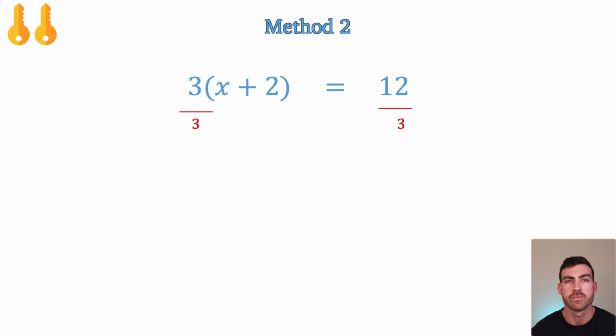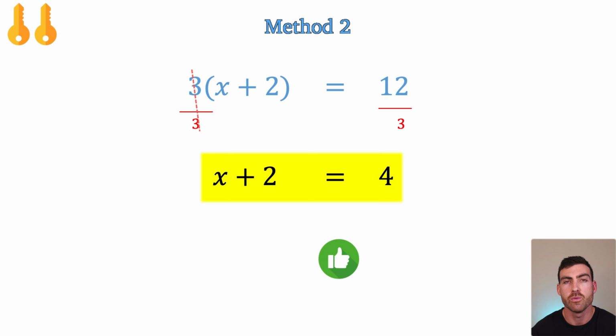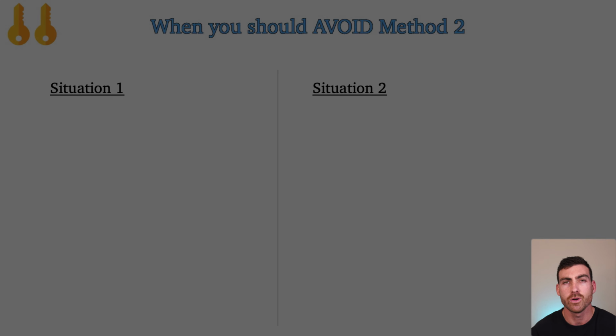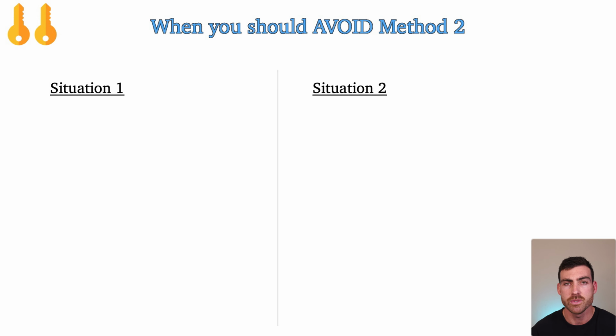Let's try it. Once we divide, that number at the front disappears, and we're just left with what's inside the brackets. Now look at that. It's a one-step equation. We can solve this. So does that mean that this way is always better? Not quite. There are some situations where this method can cause more problems.